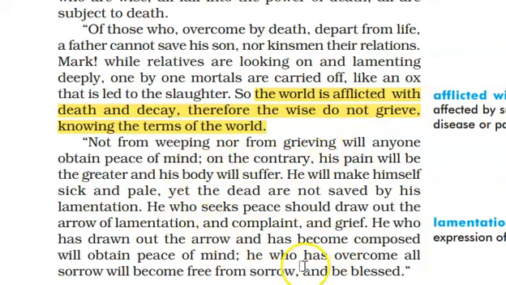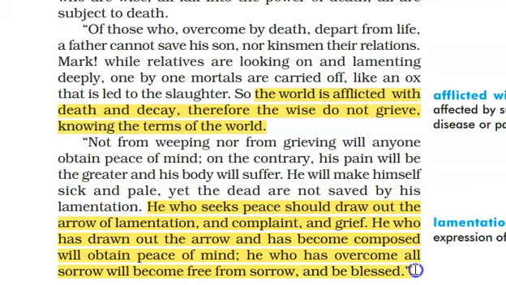Then the other part that you can include in the answer is this part. He who seeks peace should draw out the arrow of lamentation and complaint and grief. He who has drawn out the arrow and has become composed will obtain peace of mind. He who has overcome all sorrow will become free from sorrow and be blessed. So these two highlighted parts can be used in answer to the question that we just discussed. Now let us discuss the next series of questions.